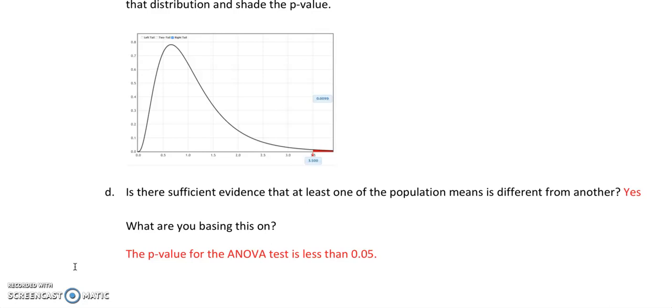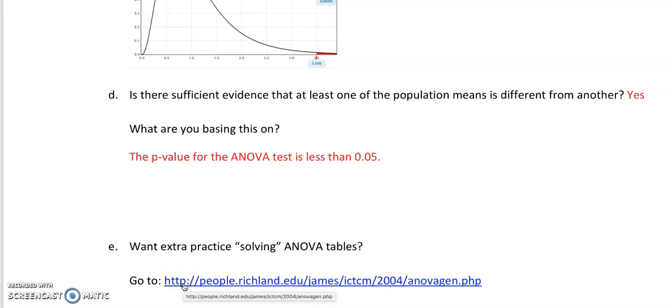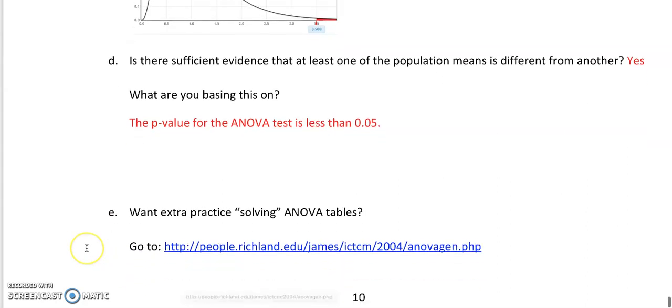different from another. So if you feel like this might be something that's a little bit hard to do, there's a link here that you can click on that will give you ANOVA tables with certain parts missing, and you can get some practice trying to solve those by filling in the blanks, just like we did at the top of this page.